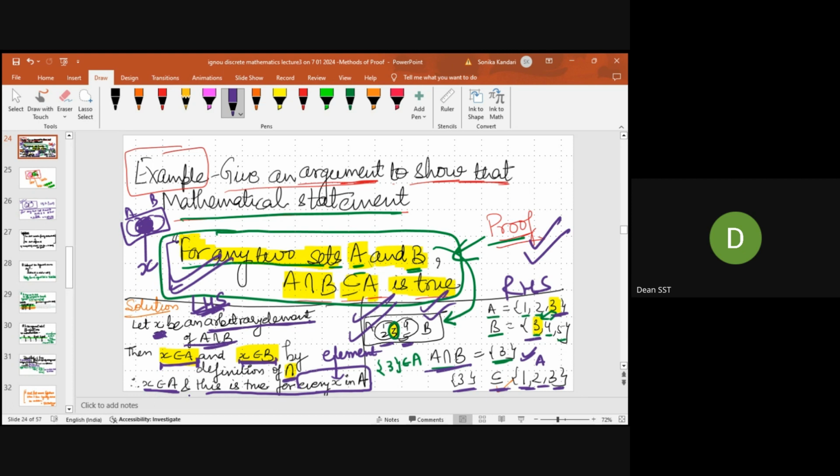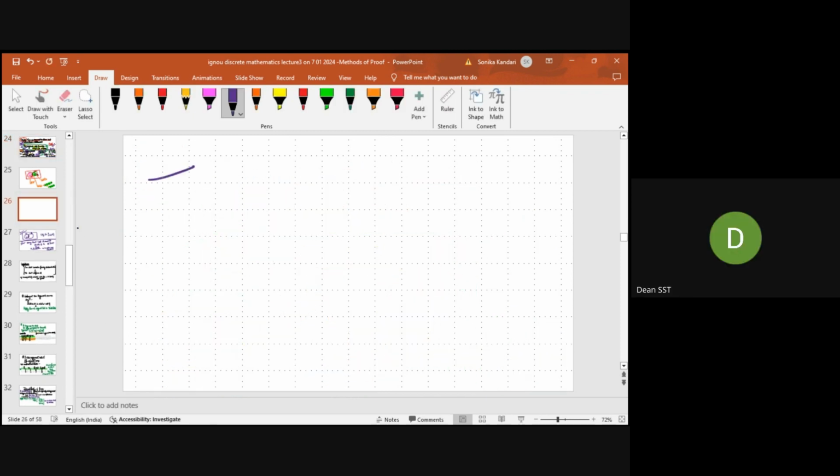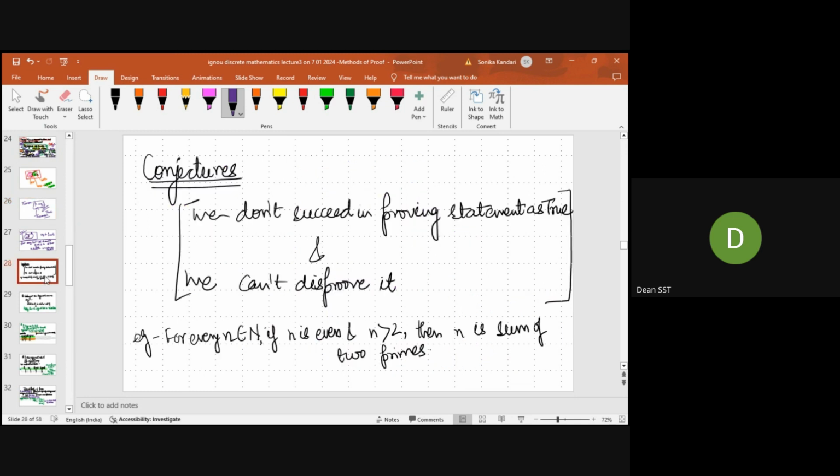Now you know what is proof, what is theorem? Yes, ma'am. Theorem is a statement that is proved. Suppose we prove it, we prove it is true, so this will become the theorem. Is it clear? If we prove it as true, this will be the theorem. Fine. So we have different methods of proving and disproving. Now let us see one term, conjectures.